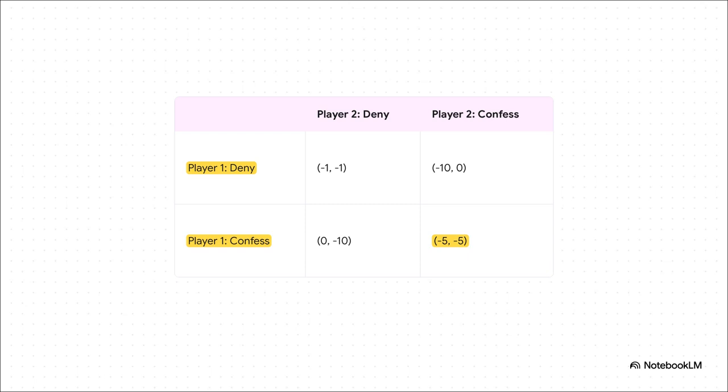Let's go back to our two prisoners. The Nash equilibrium is right here. Both players confess. But why? Well, let's do the no regrets check. If you're player 1 and you both just confessed, getting you 5 years, could you have done better by switching to deny? Nope, you would have gotten 10 years, so no regrets. And the same logic is true for player 2. It's a stable, if unfortunate, outcome.